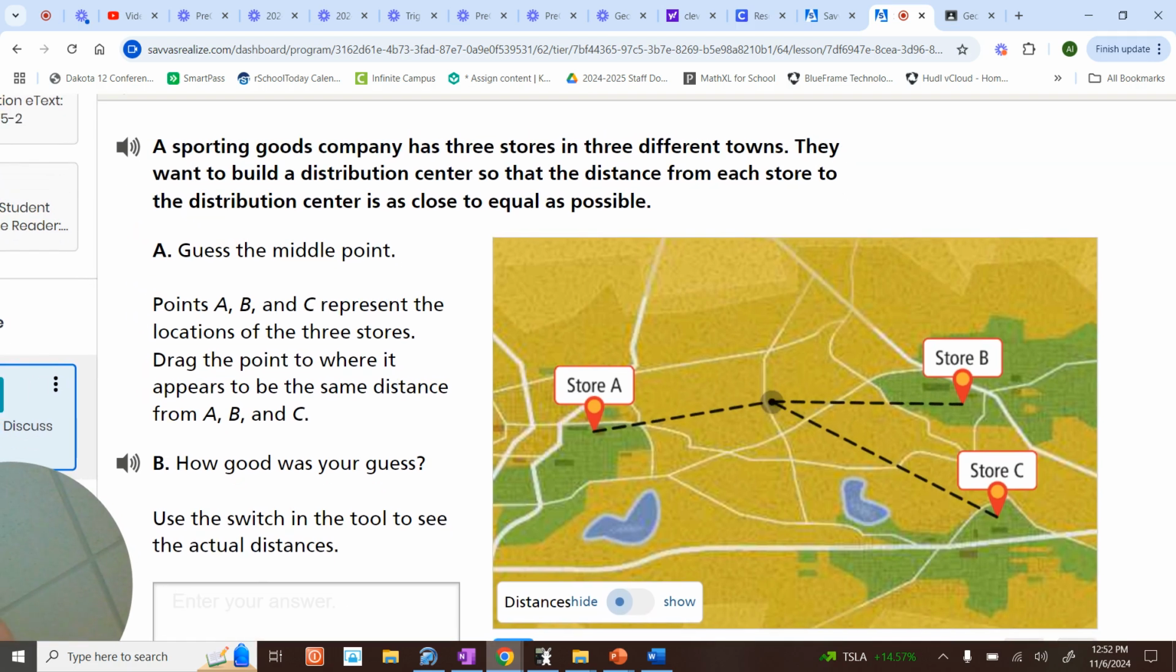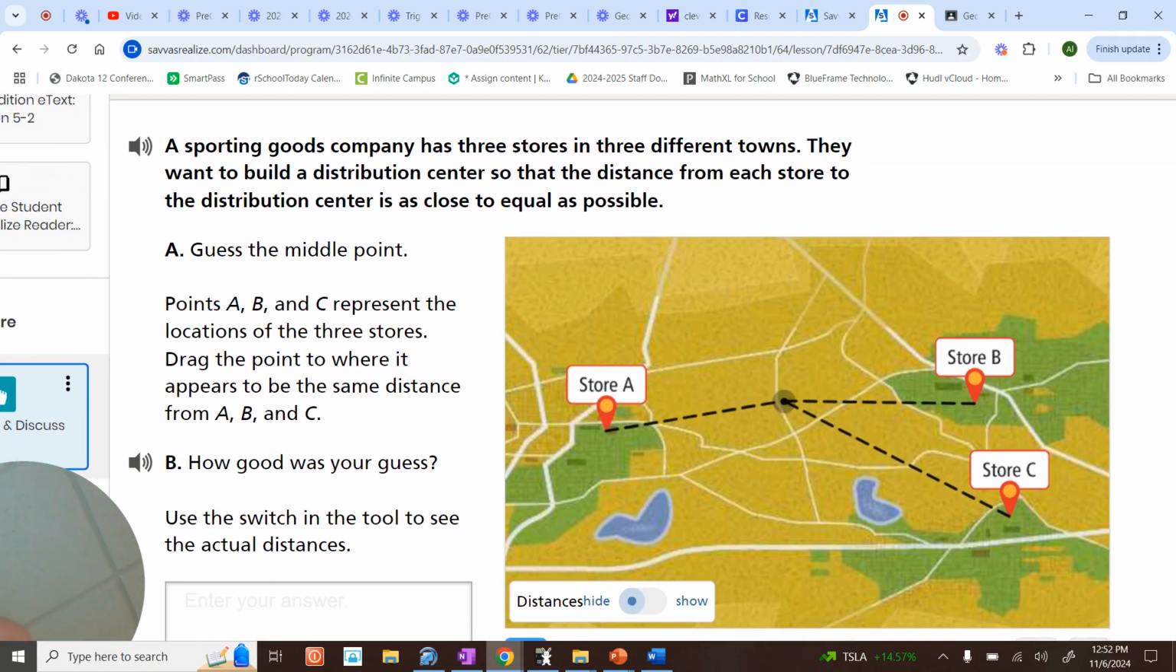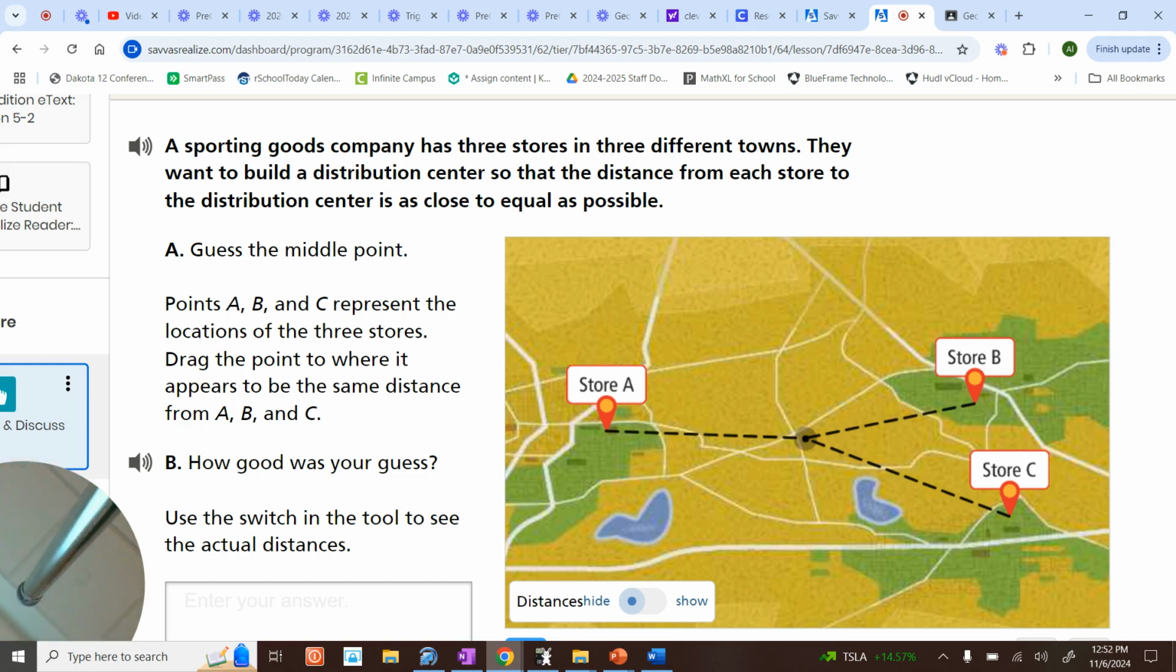About right there. There? Somewhere around right there? Okay. Let's see how close we are. How can I tell how close I am? Well, if I grab my compass and I grab my straight edge, I'm actually going to grab my straight edge first. I'm going to make a triangle between A, B, and C here.